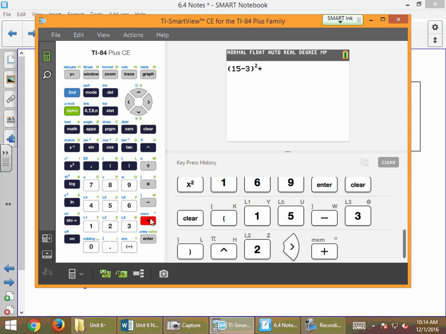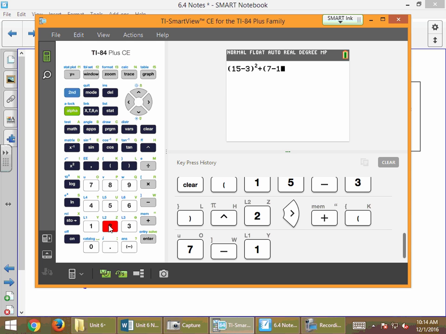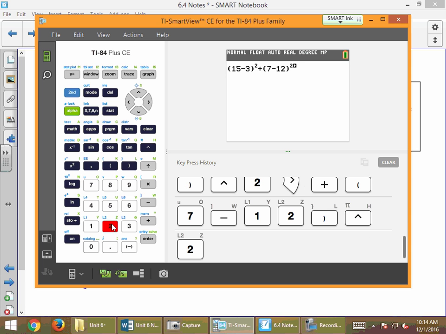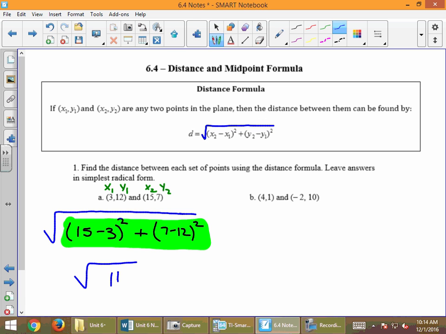Plus, again, that's always a plus sign after. 7 minus 12, close parentheses, square. Plug that in exactly how it's written. This is what's underneath your radical. Don't include the radical, just plug in what's underneath. And then hit enter. What do we end up getting? 169. Good. That is what's underneath your radical.